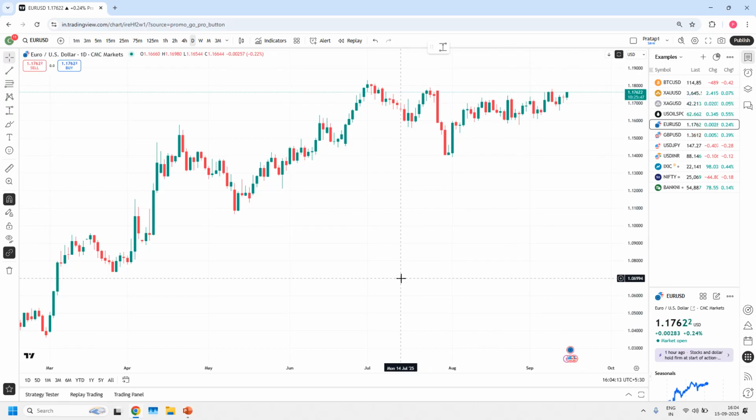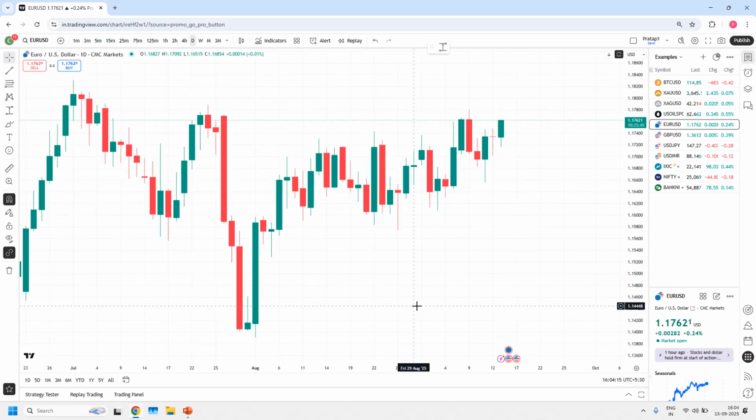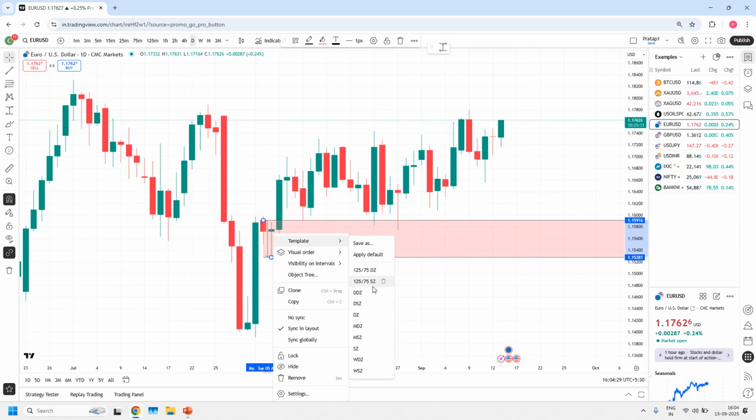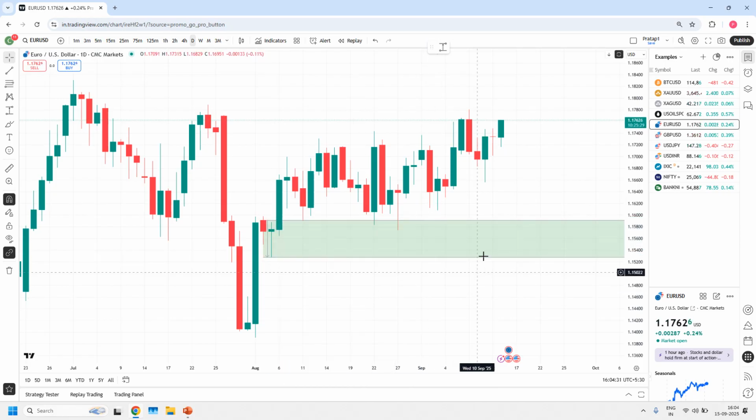Forex, Euro US dollars. Recently you see we got a zone here. We have a rally, base, rally. You have two base candles. Okay, rally candle, leg out. What is the next candle? Is it a follow through candle? Maybe it is without follow through candle.